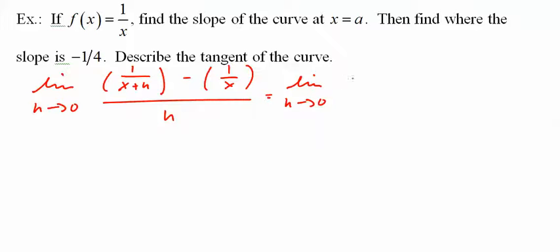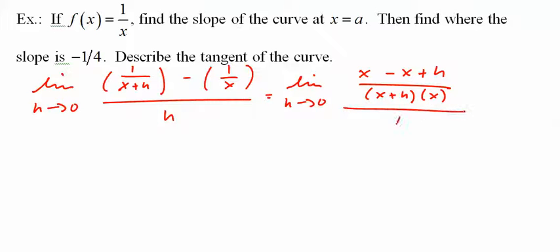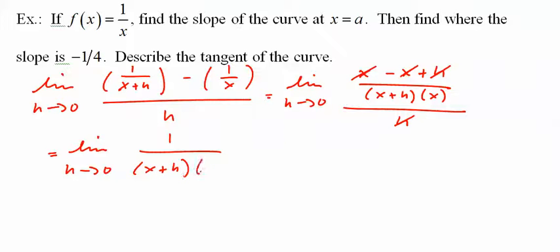Common denominator. The x's up here cancel, the h's will cancel, but we'll come back to that. Well, no, we'll do it now. There's only an h left, so they're gone. So we get 1 over x plus h times x.